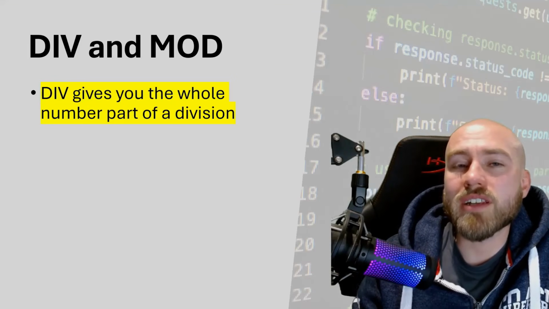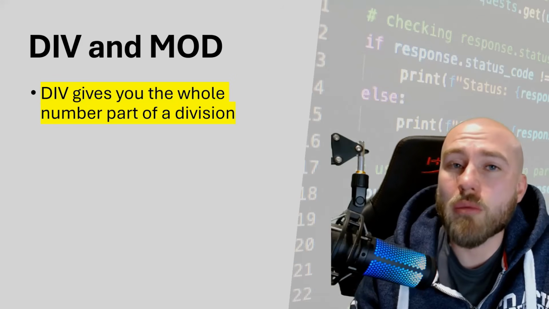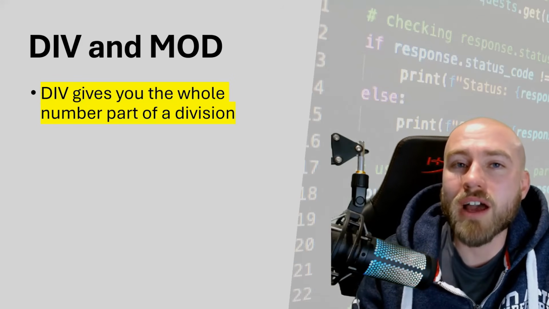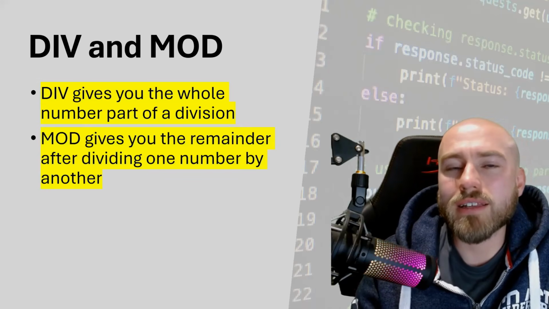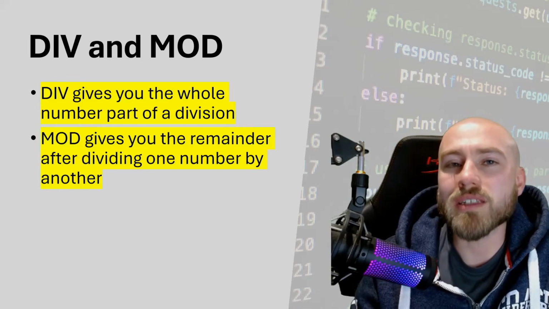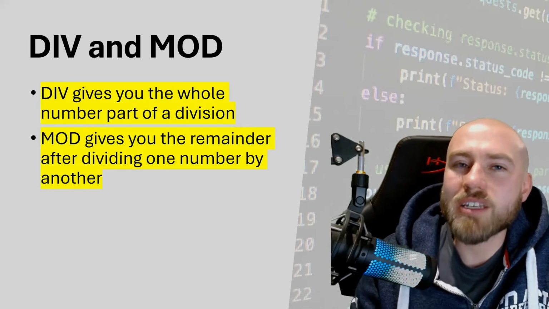So if you do a division and it was going to have a remainder, it won't show you the remainder. It's only going to show you the whole number. Mod will only give you the remainder. So it will still do the division and it will calculate it, but then it will only show you the remainder part of it. Let's have a look at it in Python and see why it's useful.